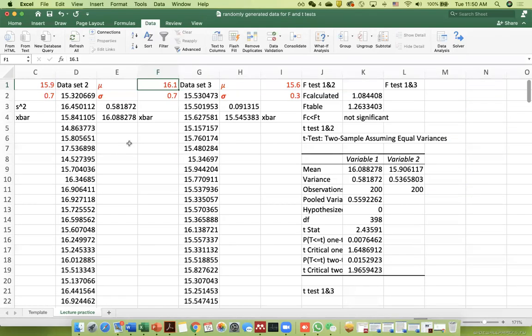Okay, no, I'm good. Yes, oh good, okay. I'm going to upload this one to Canvas, and if you have time, you can go ahead and practice doing the f-test and t-test for data 1 and 3, and also for 2 and 3, and see how it works. Okay, and we have 10 minutes left.